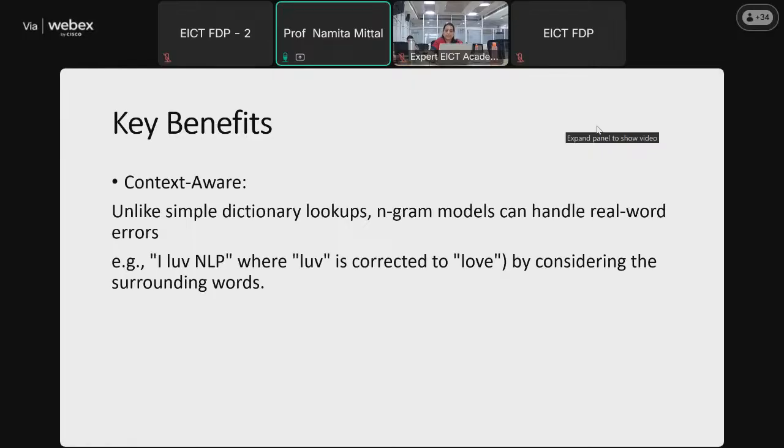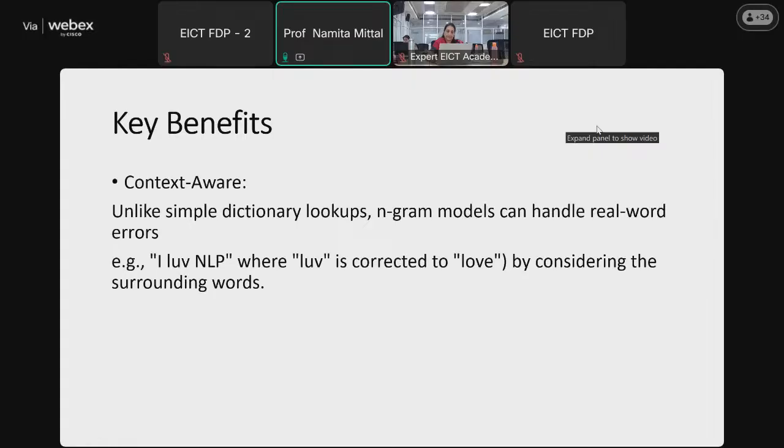So unlike simple dictionary lookups, where we just check a word, here context awareness is needed. In a dictionary, there's nothing like context, because context comes from the previous words or sentences. That is the beauty of NLP or n-gram, and how it is different from the dictionary. A dictionary doesn't have the context, while n-gram has the context.